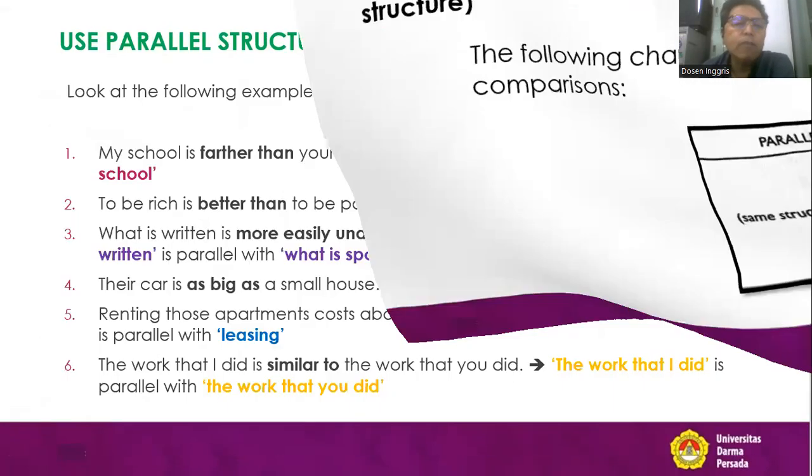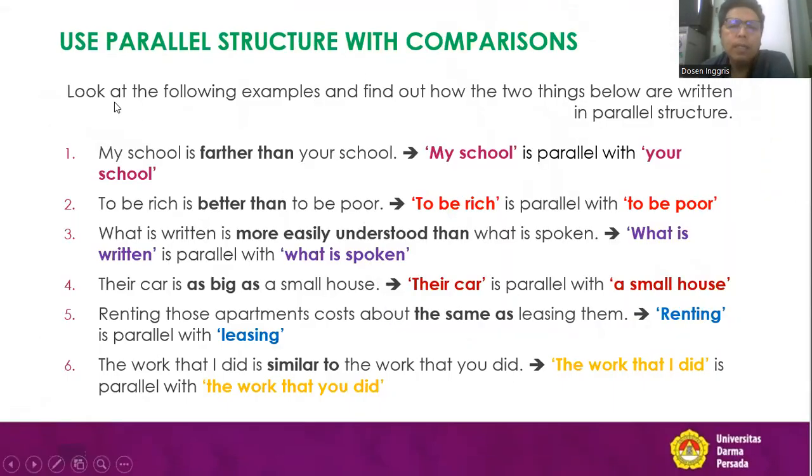Now we go on to the analysis of the sentences. Now we'll look at the following examples and find out how the two things below are written in parallel structure. Everybody, you have 6 sentences here. Let me read them for you one by one.